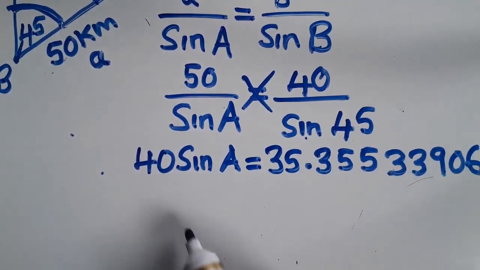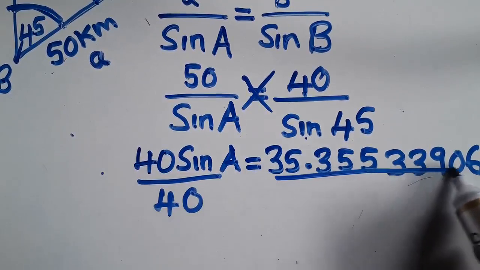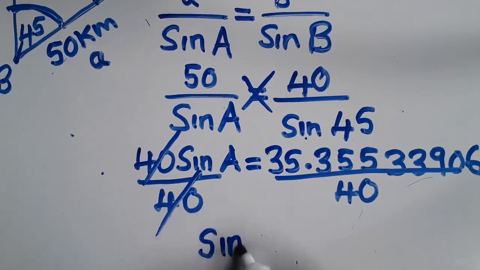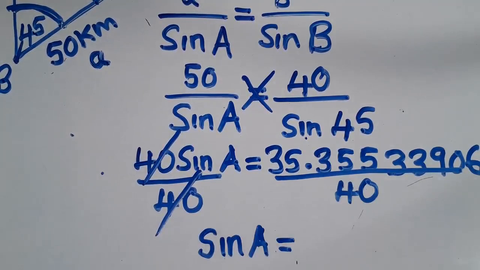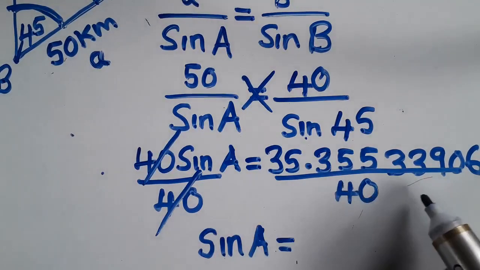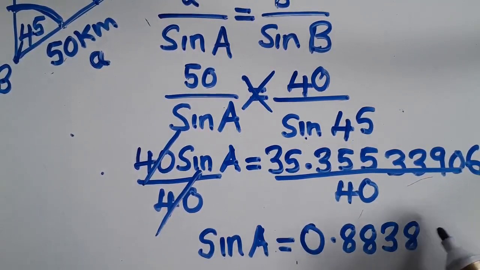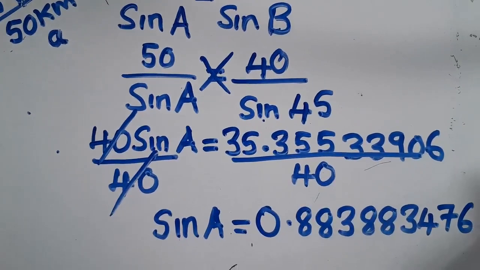After you see this answer, you divide both sides by what? Both sides by 40. This 40 and that 40 will cancel out. You are going to remain with sine A, which is equal to... So when you divide by 40, what answer are you getting? You are going to get 0.8883883476.